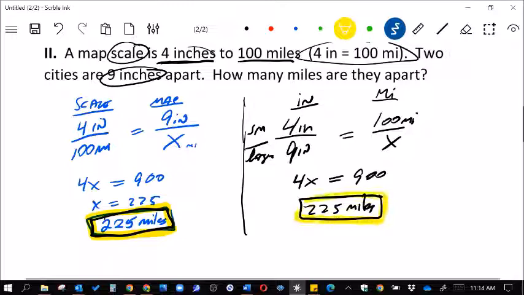So what it did was it switched this 100 with that 900 just because of whether they were miles or on the map or inches or not. But it works out fine as long as you're consistent with it. Again, that's the key thinking, key word for any of these is being consistent.